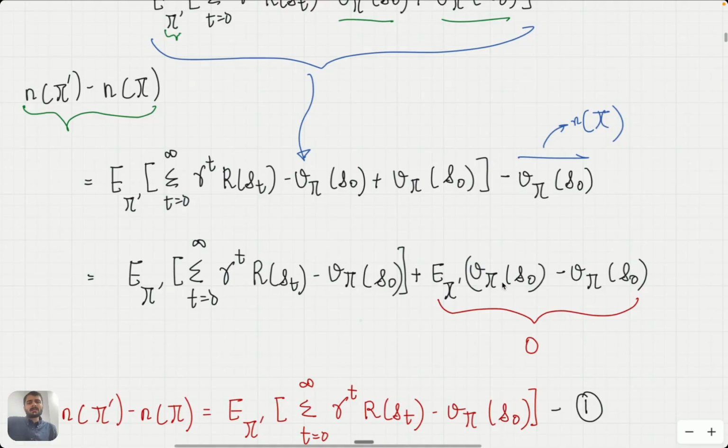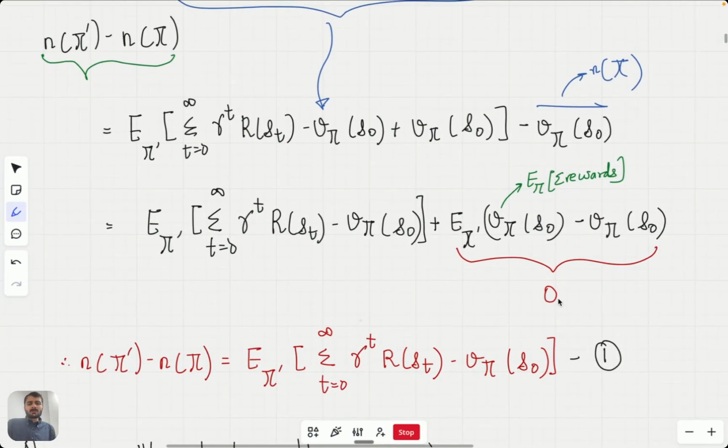And the reason is that there is one expectation outside over pi dash, but inside also there is another expectation. This is expectation over pi of all the summation of rewards. So this expectation is not going to create any difference, and this is equivalent. That's why the difference is going to be 0.